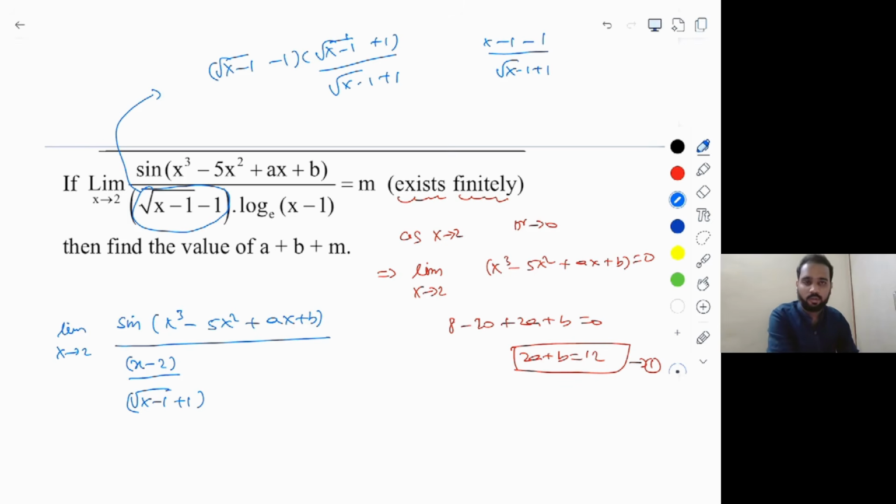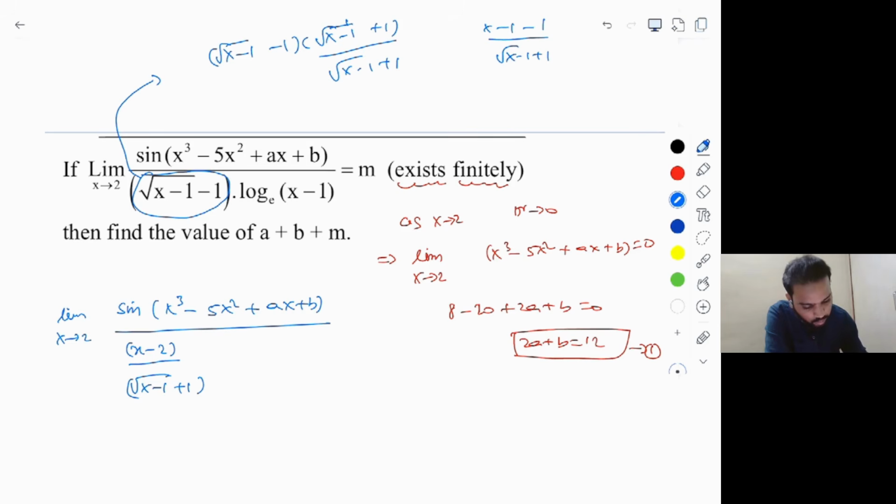And moreover, you have different methods to solve this question. This is just my method. I found it easy. And then next one is log of x minus 1. But what I'm going to do is I'm going to write this function like this. Look at this carefully. I'm going to write this as log of 1 plus x minus 2. Okay. I'm writing x minus 1 as 1 plus x minus 2.